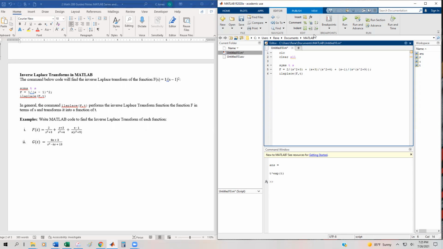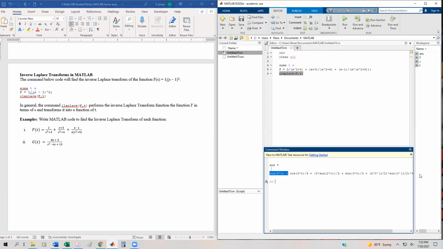Notice that we can just use the ilaplace function and it's going to go back. We'll go ahead and execute this. And here's our inverse Laplace transform. Really nicely done for us. We didn't have to do a lot of work, just type it in correctly. Pretty cool.